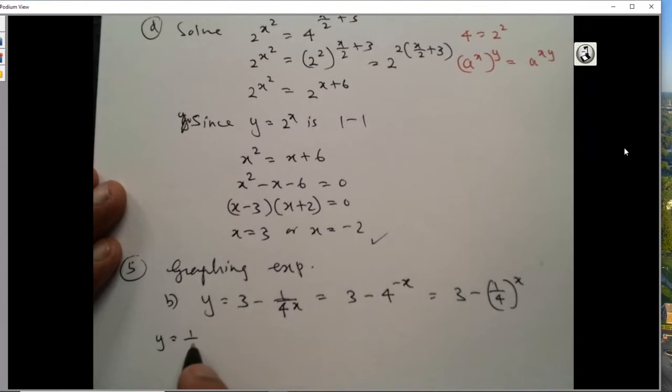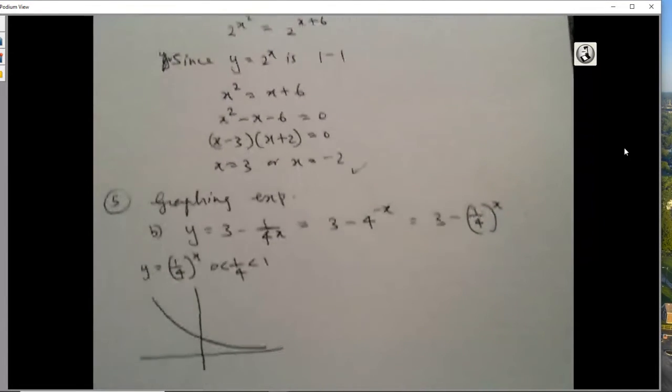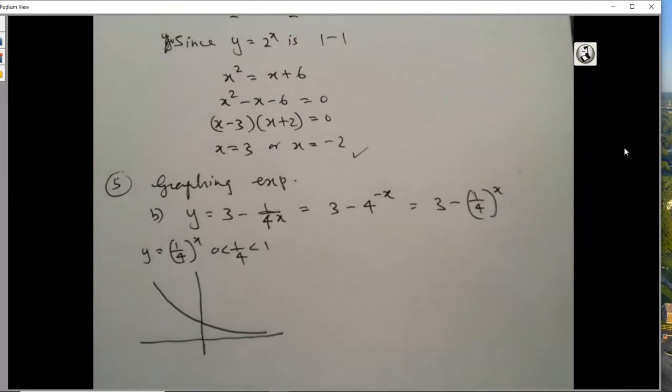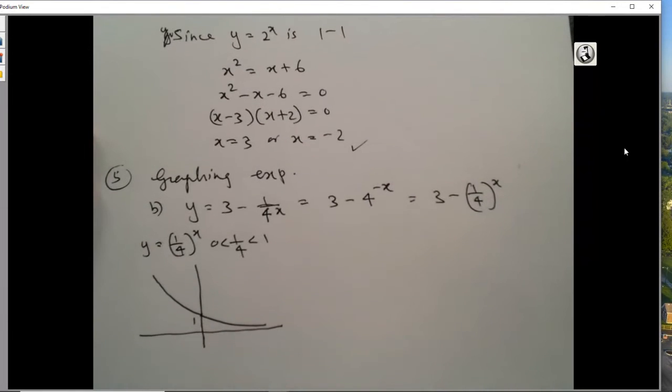So y equals (1/4)^x, because we know that 1/4 is between 1 and 0. So that's the decreasing function, the fraction. Since it's a fraction, it's gonna decrease. So this is going through 1. So that's the graph of y equals (1/4)^x.